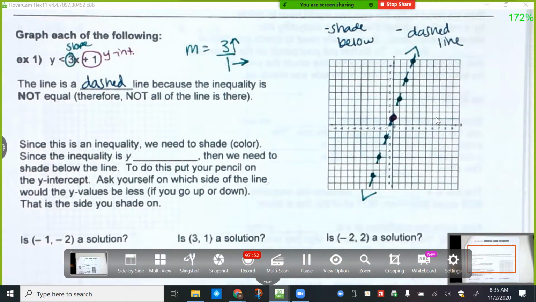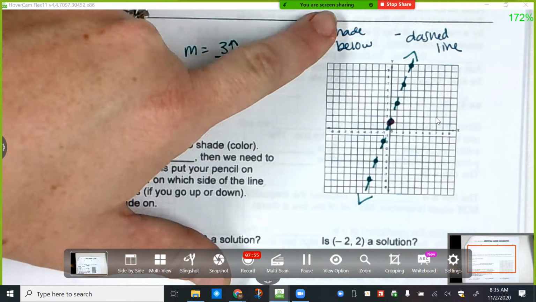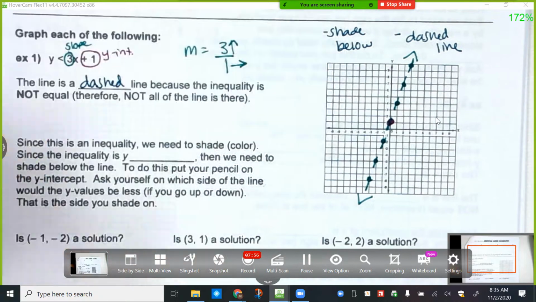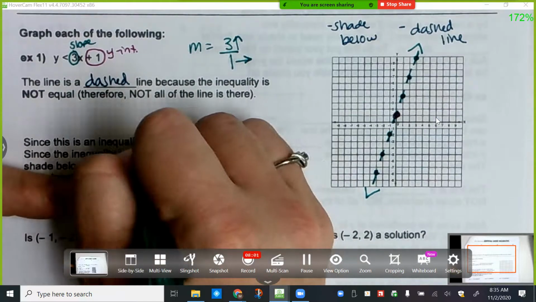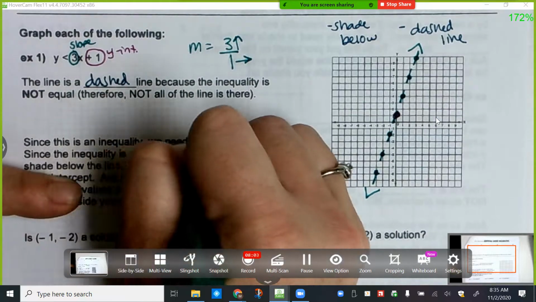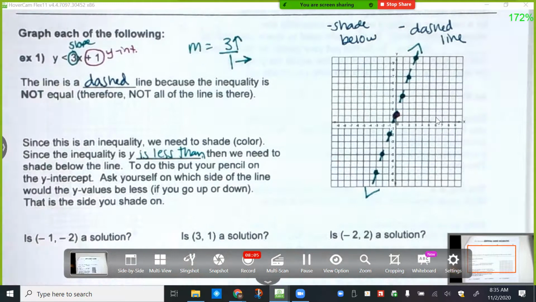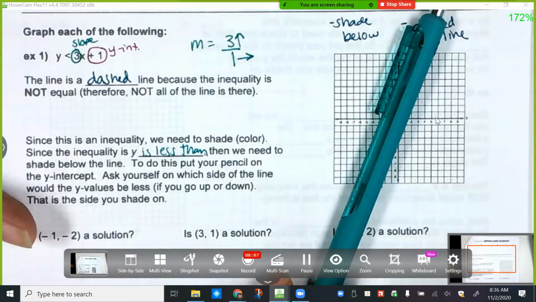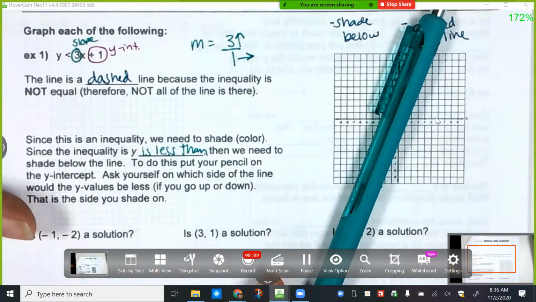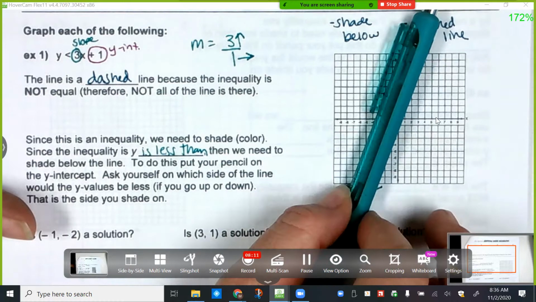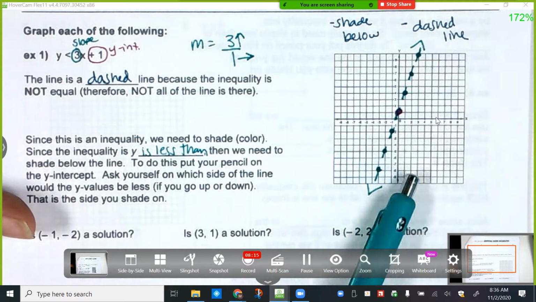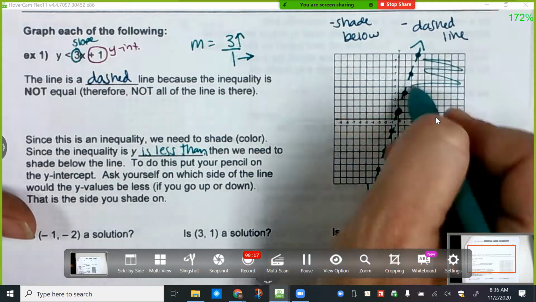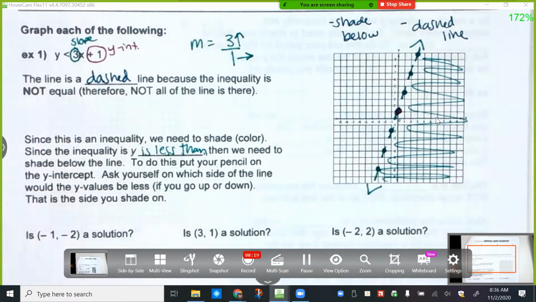Now, we did say we were going to shade where? Below. Okay, that's all this was asking. Y is less than. Then we need to shade below. So put your pen or pencil on the line, and below is down, right? So I'm going to pull my pencil down. Do you see how it covered the right side of that graph? It's because that's where below the line is. Okay?